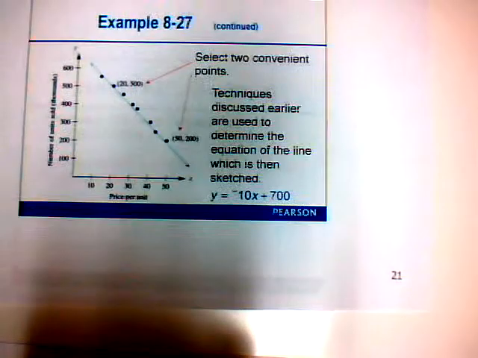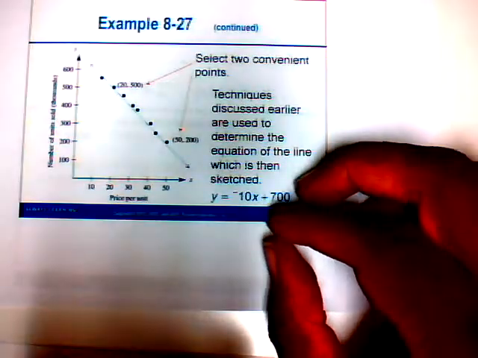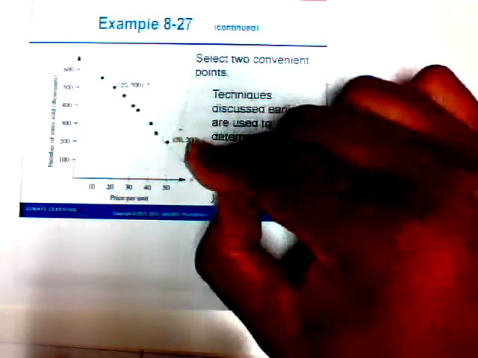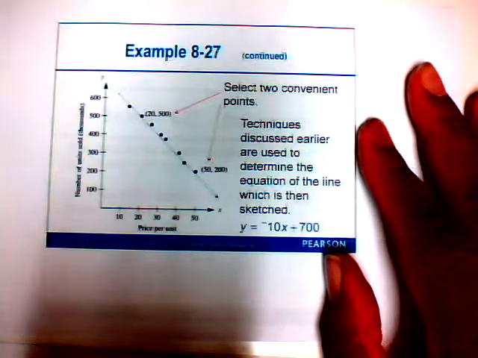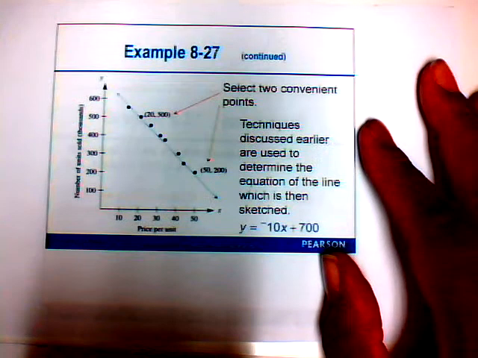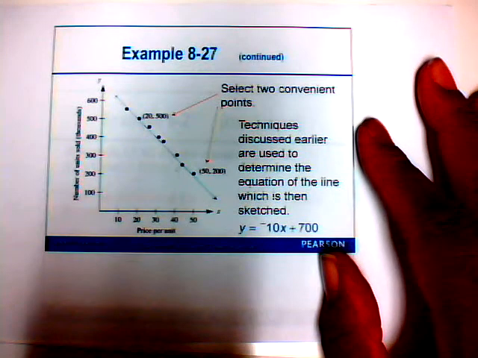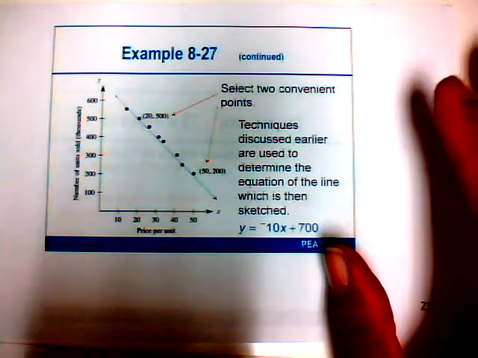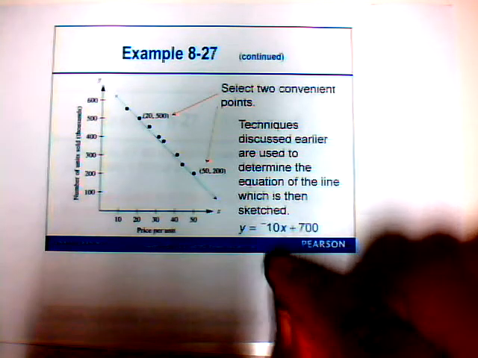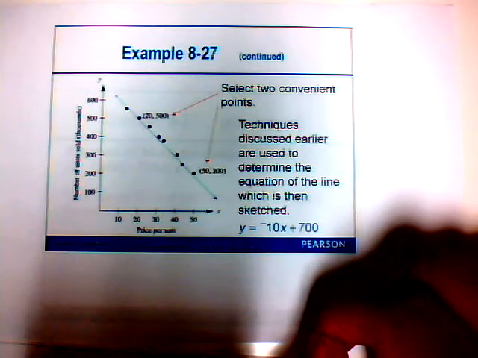And on this next sheet, you'll see that they plotted those points that were on that table onto this graph. And what they did was selected two convenient points, and they used the techniques discussed earlier to determine the equation of the line, which is then sketched. And they came up with the equation y is equal to negative 10x plus 700.